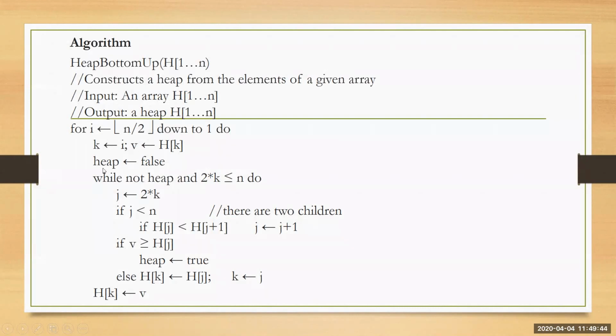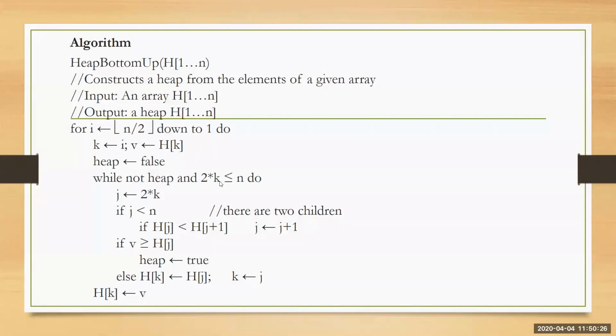Initially, take one variable called heap and set it to false. Then take a while loop: while not heap, and while it is not a heap, yes, it is not a heap because heap is currently false, and 2 into k is less than or equal to n. What is there in k? k contains the value 3. That is the index of the parent. What is 2 into 3? 2 into 3 is 6. You are checking whether this 2 into k, that is 6, is less than or equal to n.